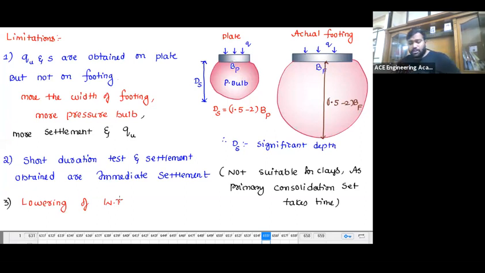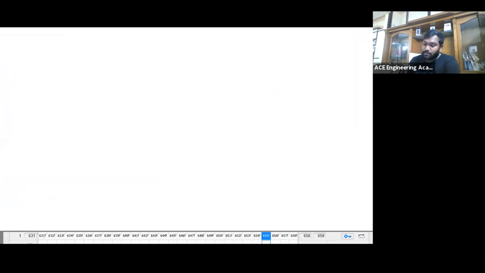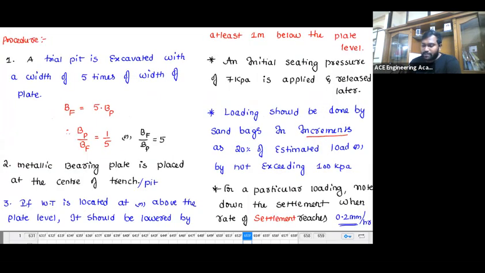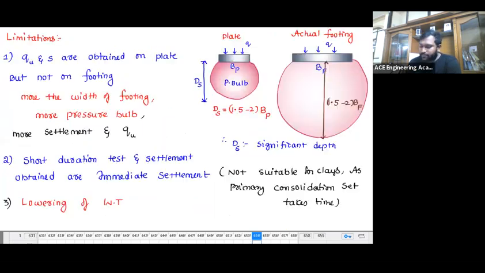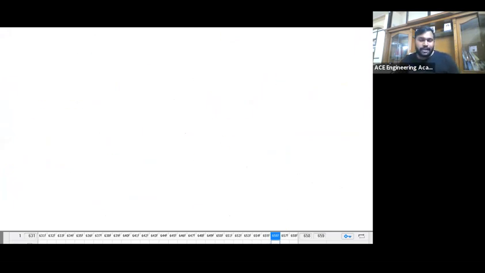So those are the limitations. First thing is QU and S are obtained on the plate but not on the footing. So now let's see how we are going to attain the ultimate bearing capacity and settlements of the actual footing. So now let's see the corrections. This is important. So far so good, whatever discussion I made is critical and conceptual for ESC.